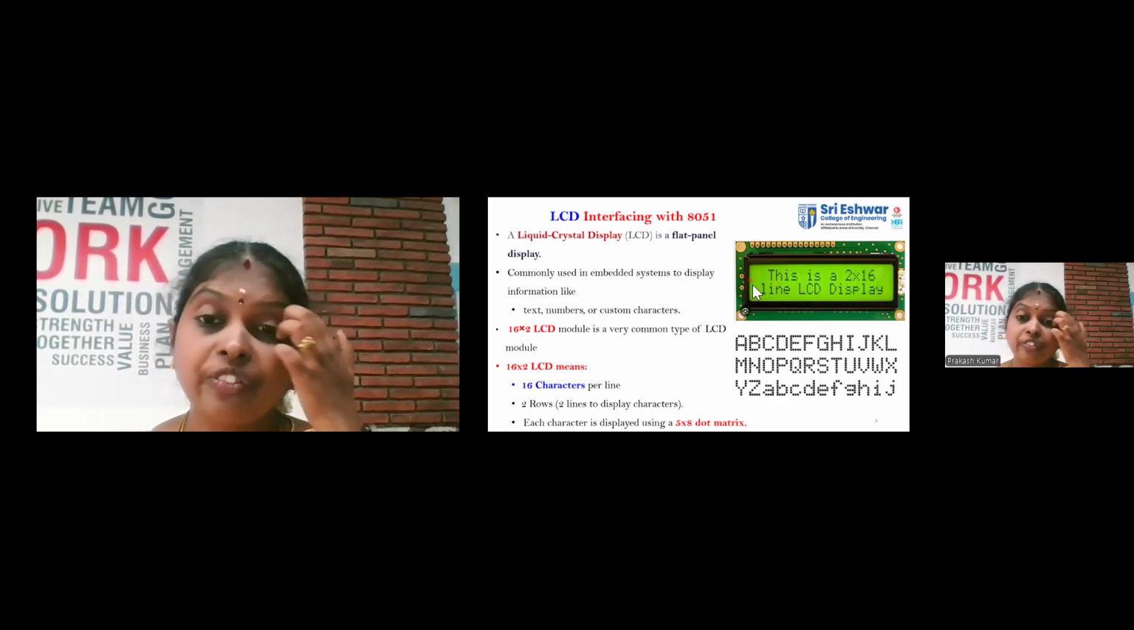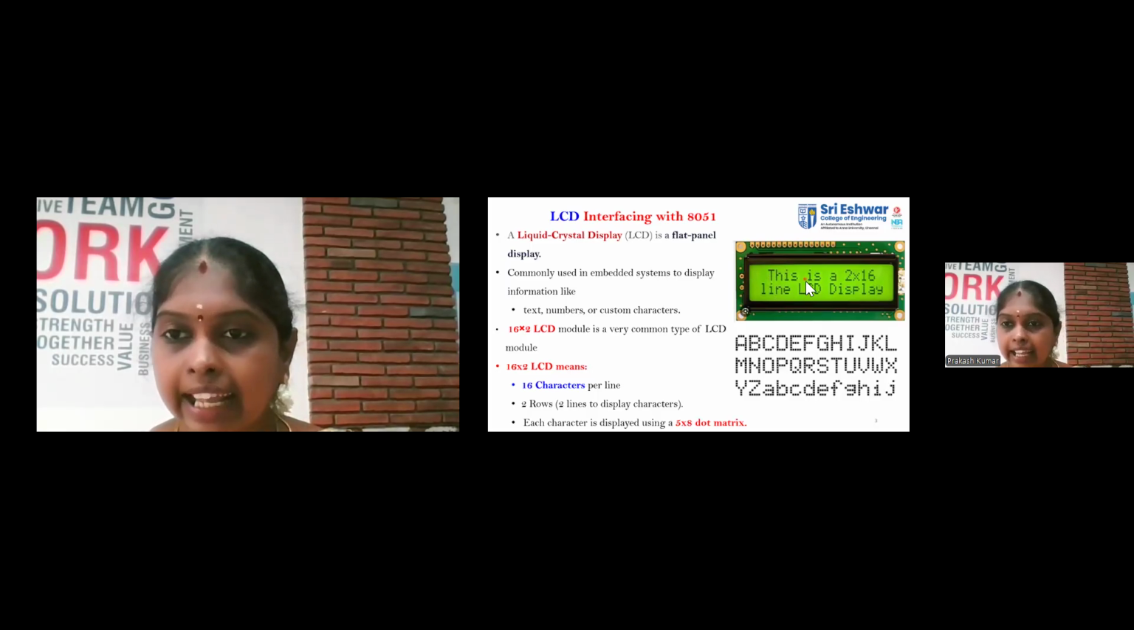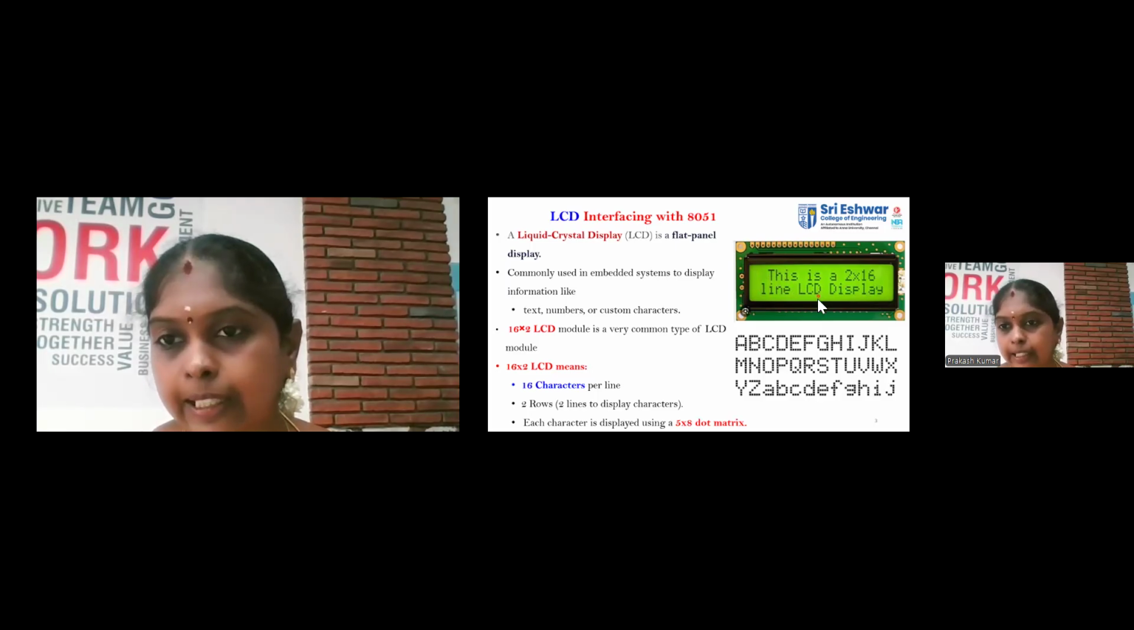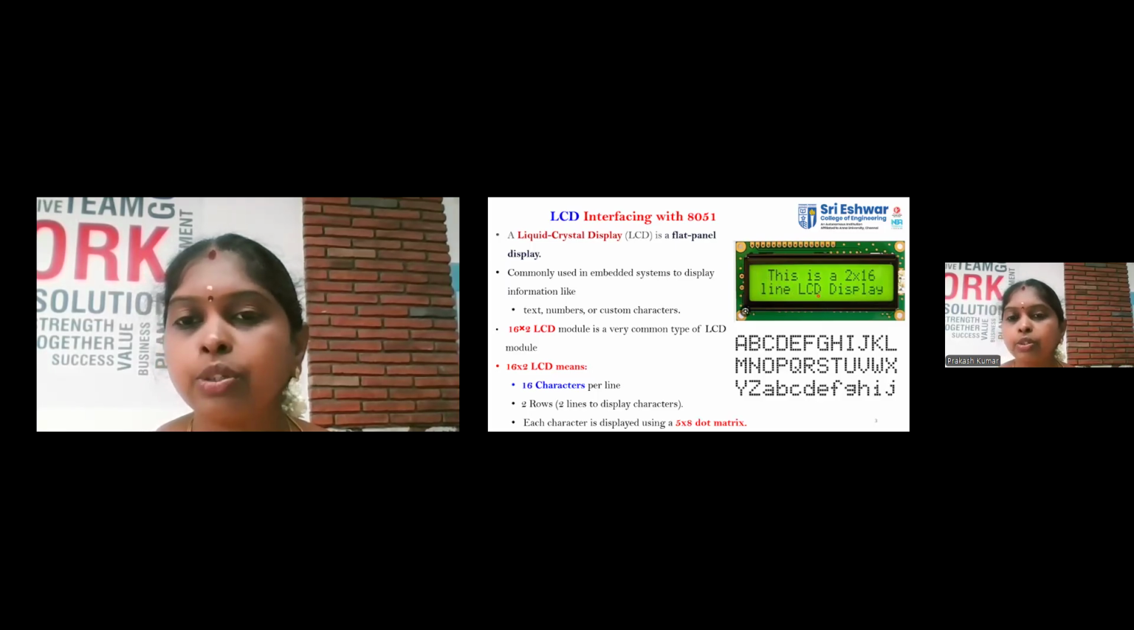Understood? So first line, you can display 16 characters. Second line, you can display 16 characters. This is 16 by 2 LCD. Similar to this, you have n number of LCDs like 20 by 4 that are also available. Based on the application we use, we choose the display.